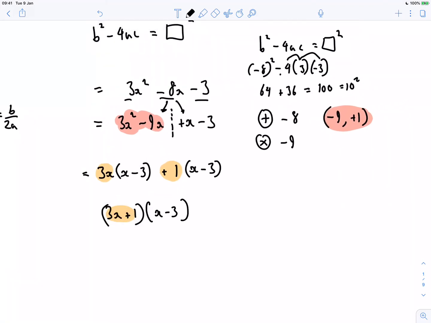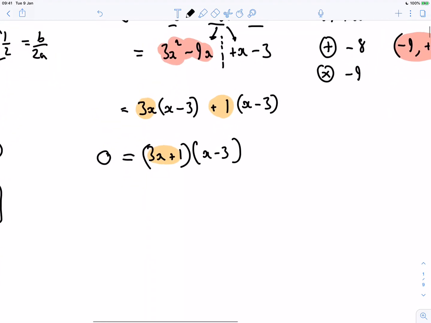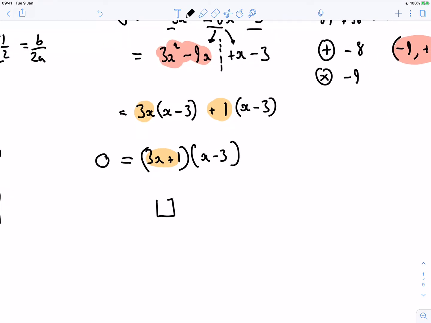Why is this particularly useful? Because I'm asked to solve 0 equals 3x squared minus 8x minus 3. That's the same as this bracket equals this. And essentially, why is factorising so powerful? Because if I have two numbers and I multiply them together and I tell you that the result is 0, that means either one of them is 0 or the other one's 0 or potentially both are 0.